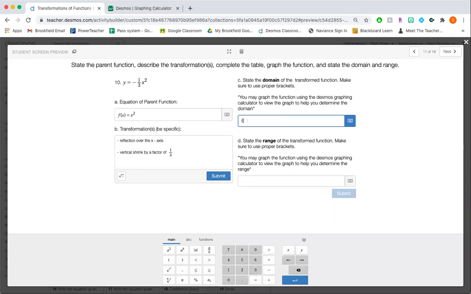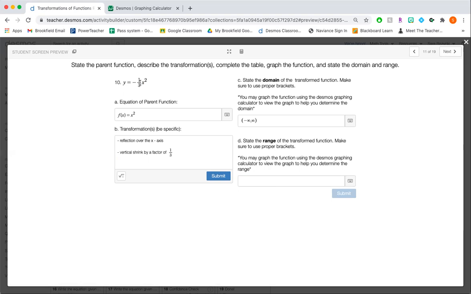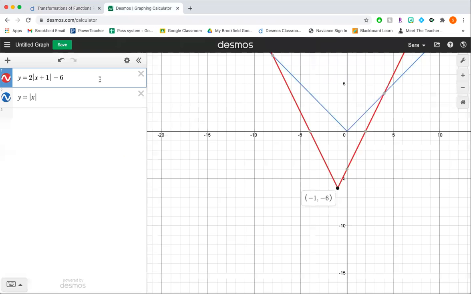My domain will never change. It's always negative infinity to infinity for all quadratics. The range is going to be different, so I'll look at the graph.